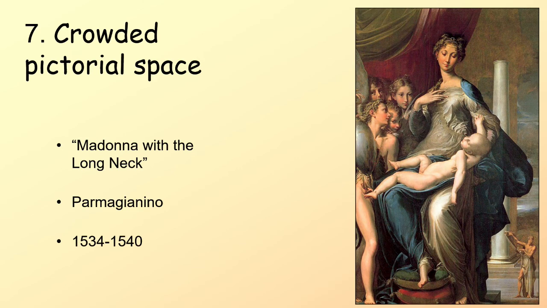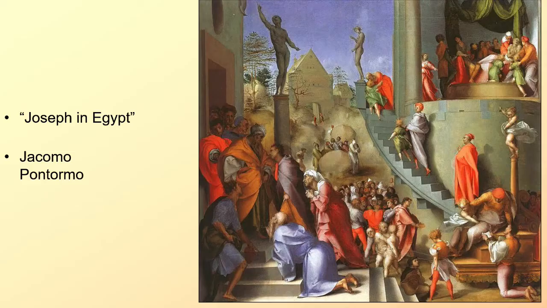Let's use crowded pictorial space. This goes back to that Madonna with the Long Neck right there. And look at the crowding of the girls there to the left. They're all just kind of piled in. On the right side, there's nothing going on. Look at all the crowding down in the center in Joseph in Egypt.